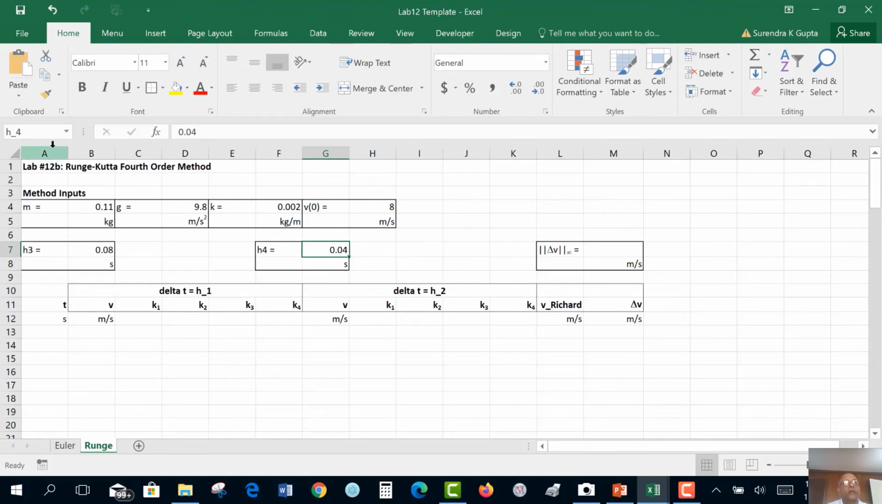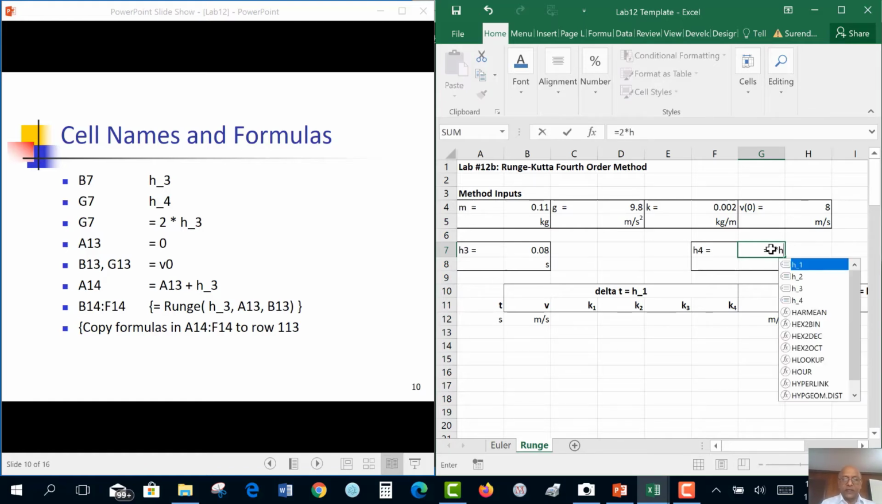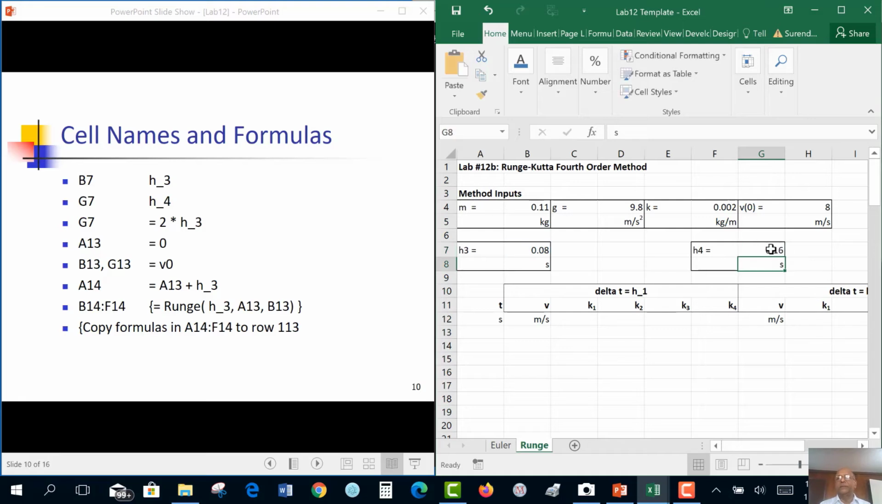And let's put in our formulas. So we have cell names and we'll start putting in our formulas. So this is 2 times H3. Okay, so initial conditions, T is equal to 0, V is equal to V0. Same thing, V is equal to V0 here. Okay. So we are going to increment our time by H3.